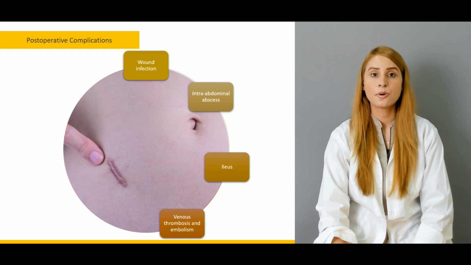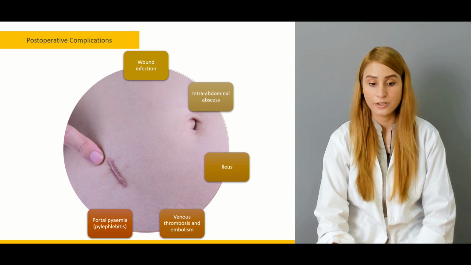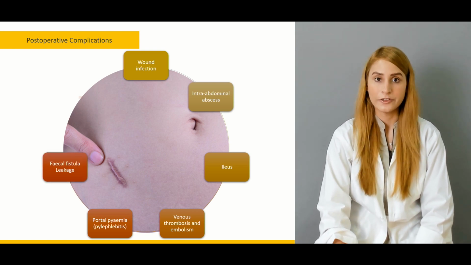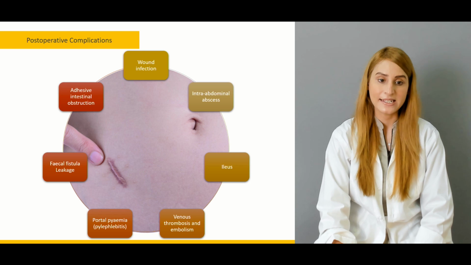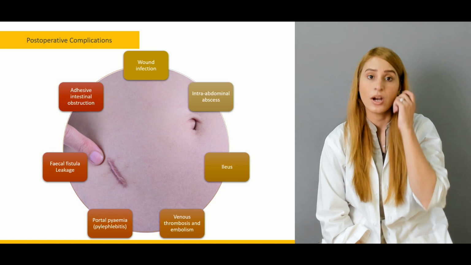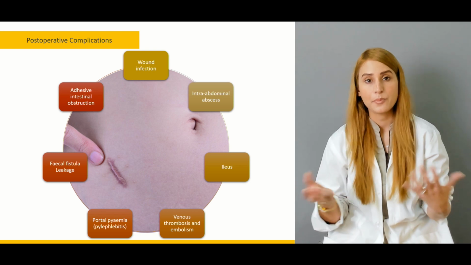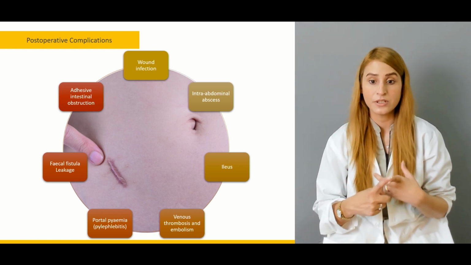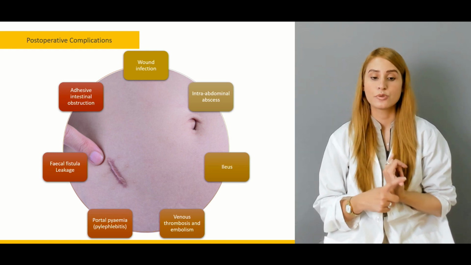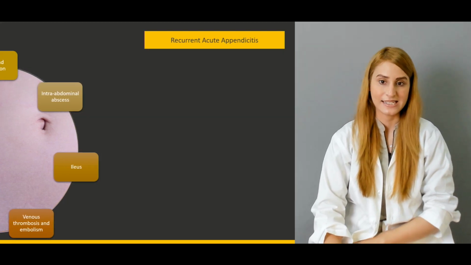There can be venous thrombosis and embolism. There can be portal pyemia, which is basically pylephlebitis. There can be fecal fistula leakage, or there can be adhesive intestinal obstruction. So whenever you are performing the appendectomy, you have to give good postoperative care, because all these postoperative complications take place, like wound infection, intra-abdominal abscess, ileus, venous thrombosis, embolism, portal pyemia, fecal fistula, adhesive intestinal obstruction. So you have to keep all these things in your mind.